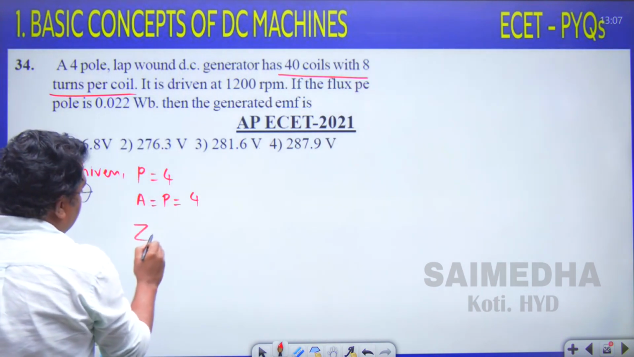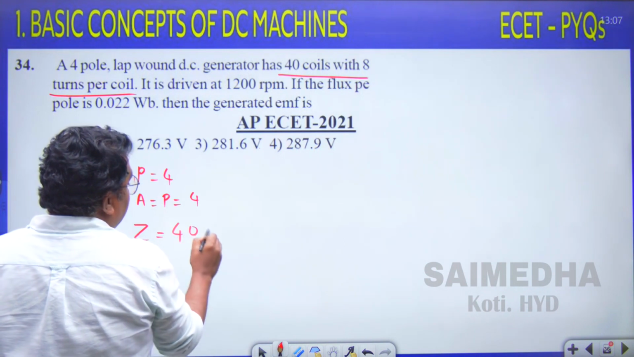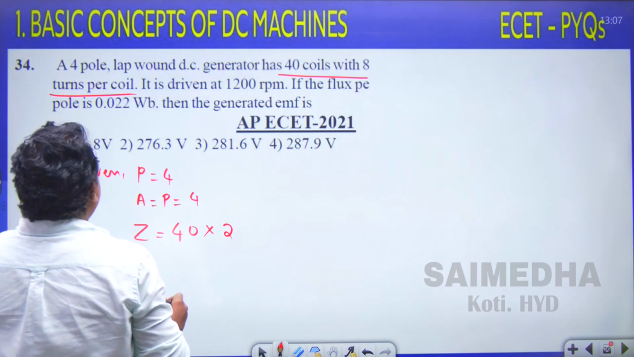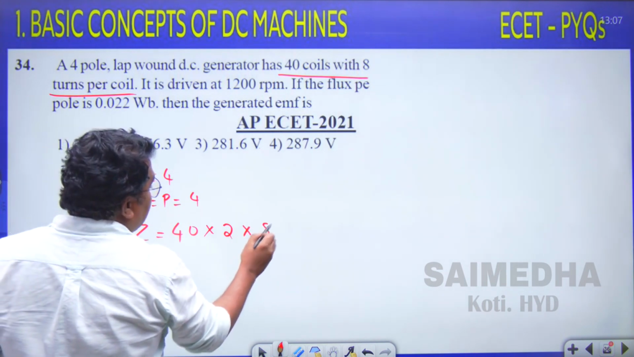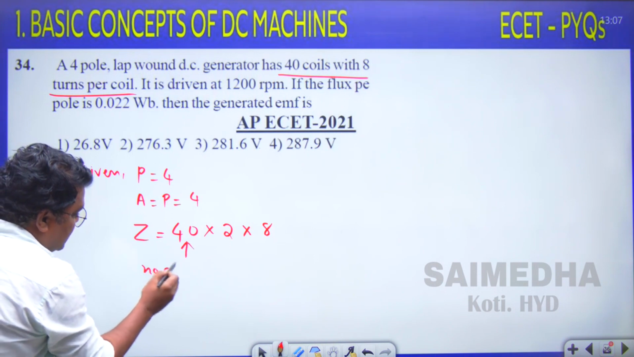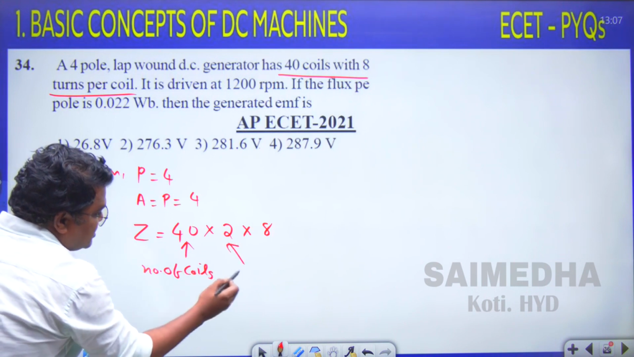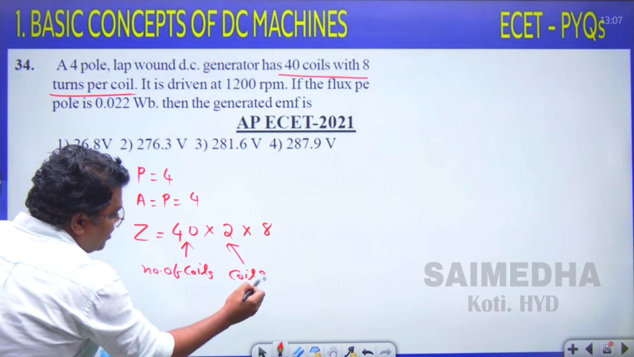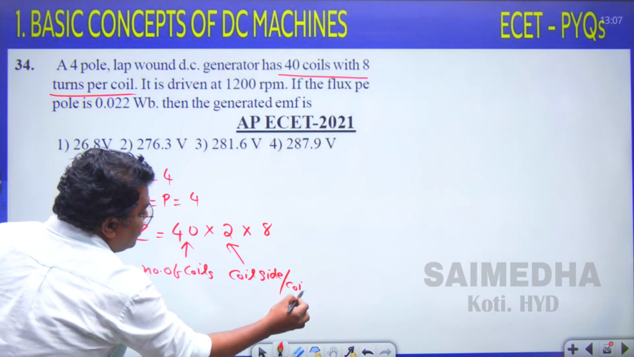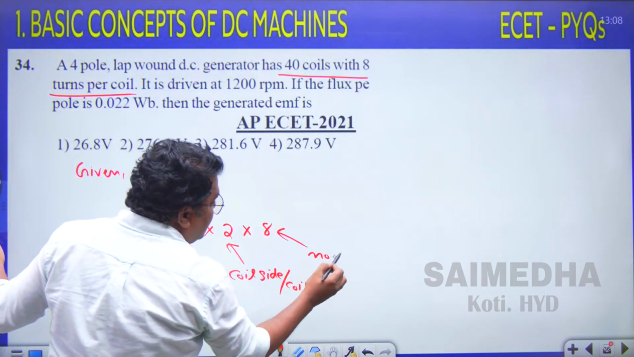So how do we get the number of conductors? How many coils do we have? We have 40 coils. A coil has 2 coil sides, and 8 turns per coil. So this 40 indicates the number of coils in the armature. This 2 indicates the coil sides per coil. And 8 turns per coil gives the number of conductors.